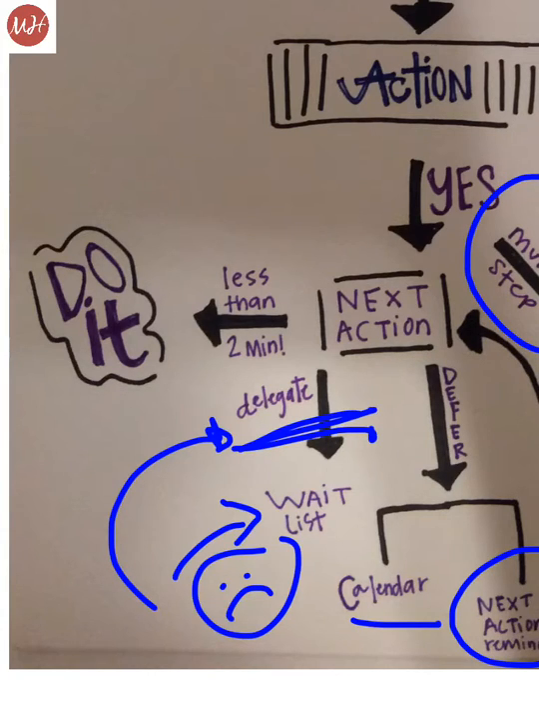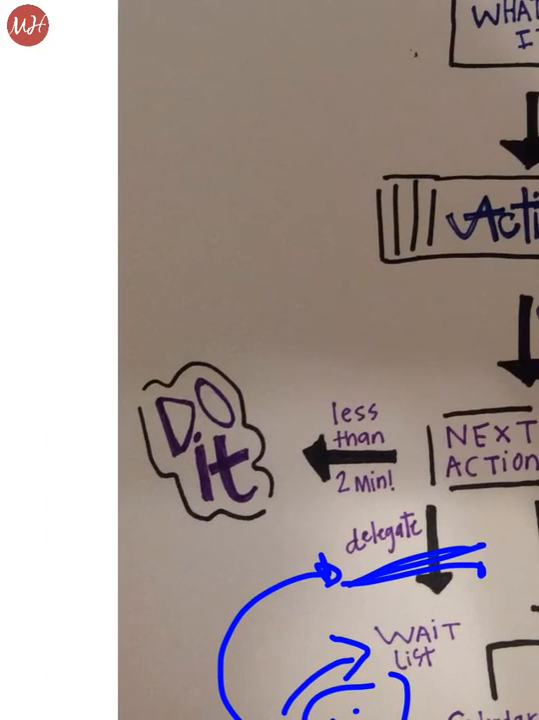But last but not least, we have my favorite task that you can do as your next action, and that is to just do it. Just like Shia LaBeouf said, just do it. Or Nike, whatever. But if this task takes less than 2 minutes, then go ahead and do it. So it's out of sight, out of mind, and it's done.